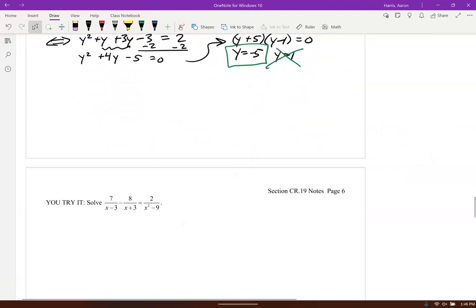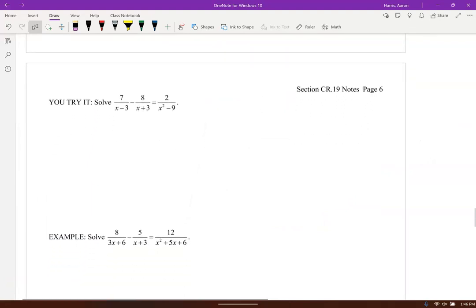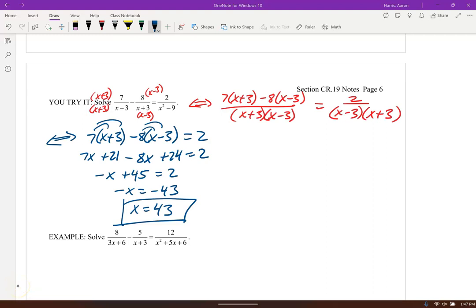Let's go ahead and try this next one here. Notice the left-hand side, we got to get a common denominator. Again, go ahead and check that. You get that common denominator. And then at this point, I didn't show this, but I did multiply both sides by this common denominator, x minus 3, x plus 3. Both sides I multiplied it by, so that was all gone. And we're just left with the numerators left.